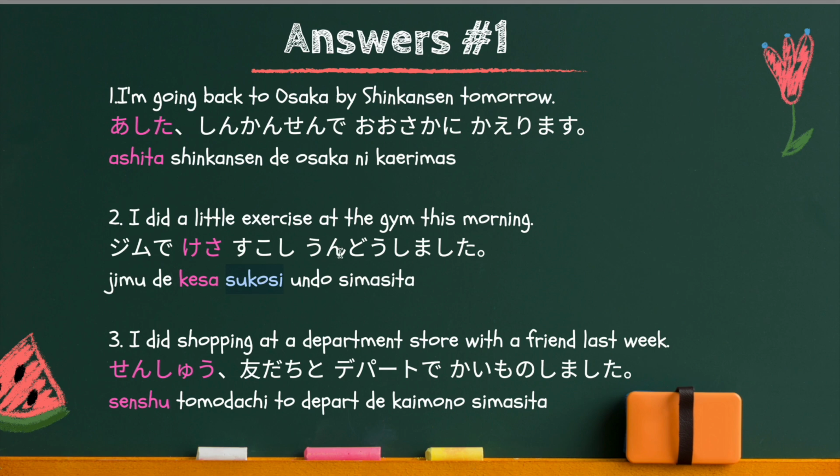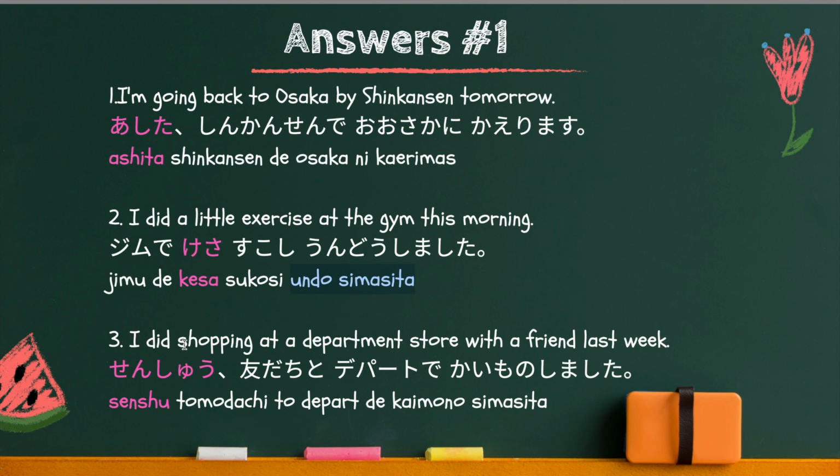And this morning, this is 今朝. It's a time expression, but this time expression doesn't require the ni particle, so there is no particle afterwards. Now, once again, order doesn't matter. So, 今朝ジムで少し運動しました。Or 今朝少しジムで運動しました。Any order is okay.